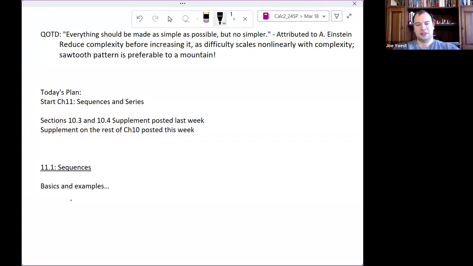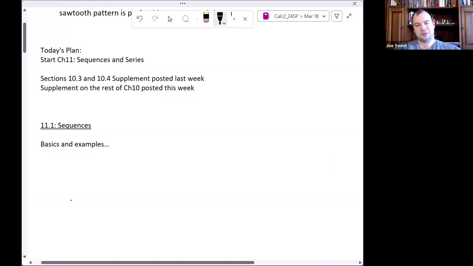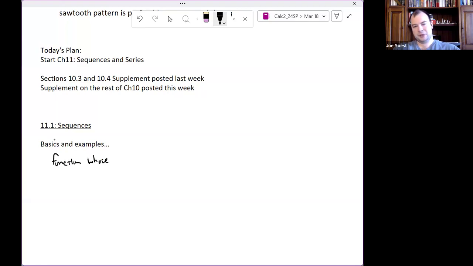Okay, so what is the idea of a sequence? The idea of a sequence is pretty simple. It's a function whose domain is, more or less, kind of roughly speaking, the natural numbers. And the natural numbers, we sometimes refer to that with the symbol kind of like bold N.